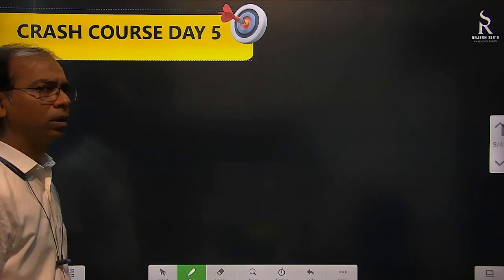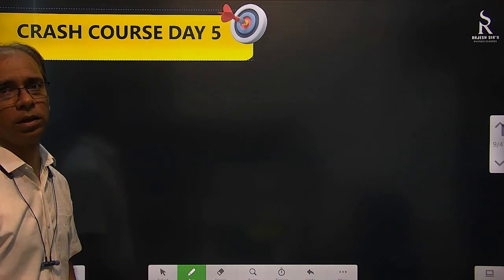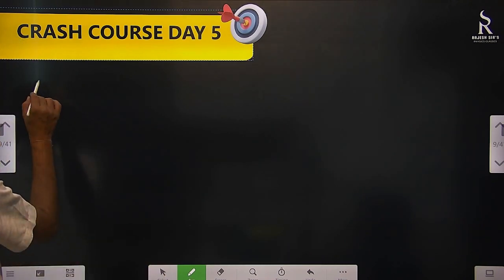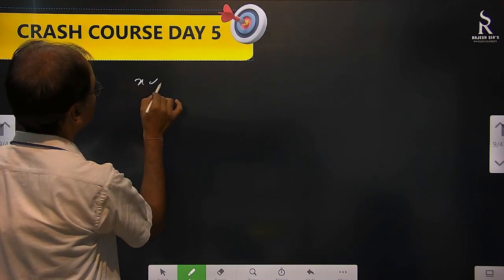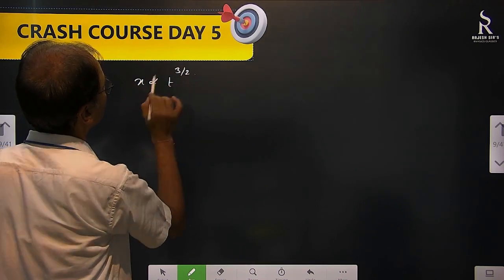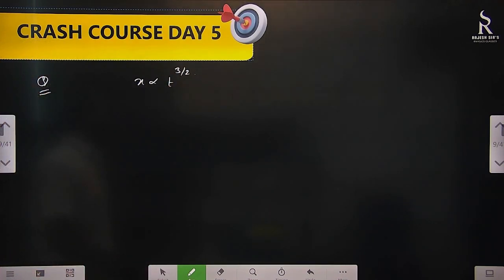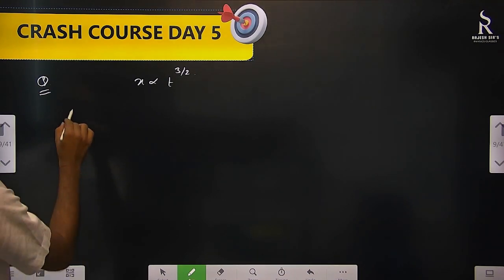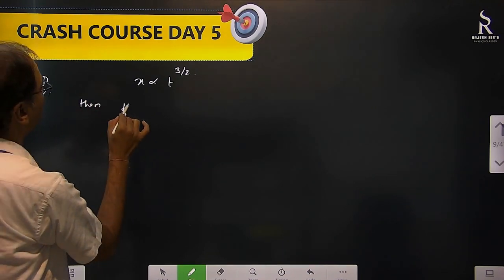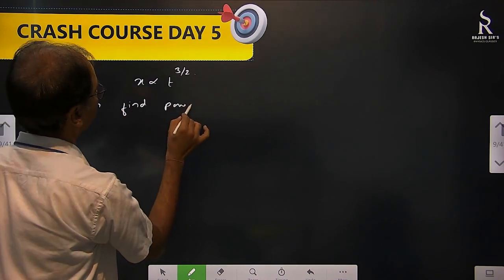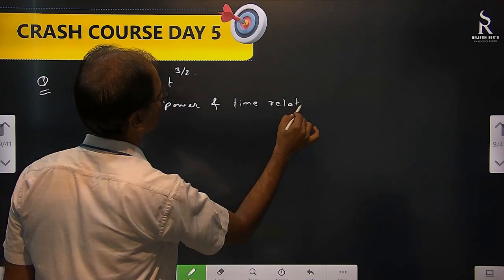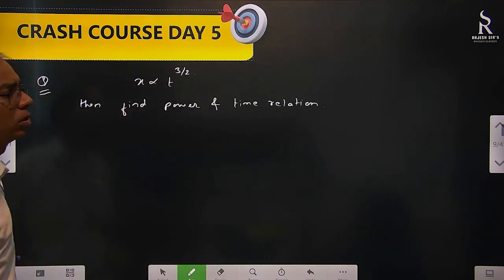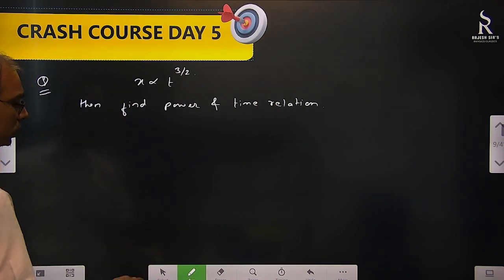But mostly one common question is asked which gives us difficulty. What is that? That we'll see. The question says the position of the particle changes according to time like this: x is proportional to t to the power 3 by 2. Then find the power and time relation, the dependency of power on time. Okay. How to do this?